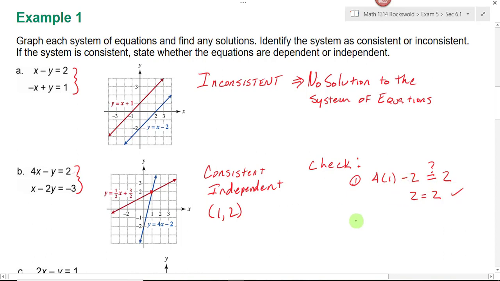So that checks out. Then we've also got to check the second equation. We'll plug in a 1 for x and a 2 for y. So we get 1 minus 2 times 2, and we want to know, is that equal to negative 3? Negative 2 times 2 is negative 4, and 1 minus 4 is indeed negative 3, so negative 3 equals negative 3, and this checks out. So we would say that this is our solution to this system of equations. This is how we would solve an equation graphically.